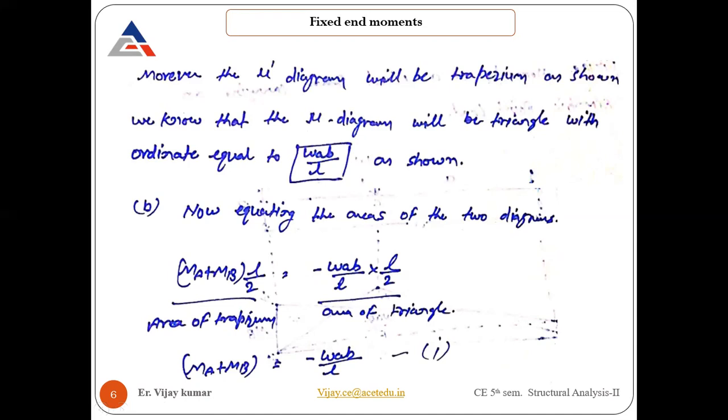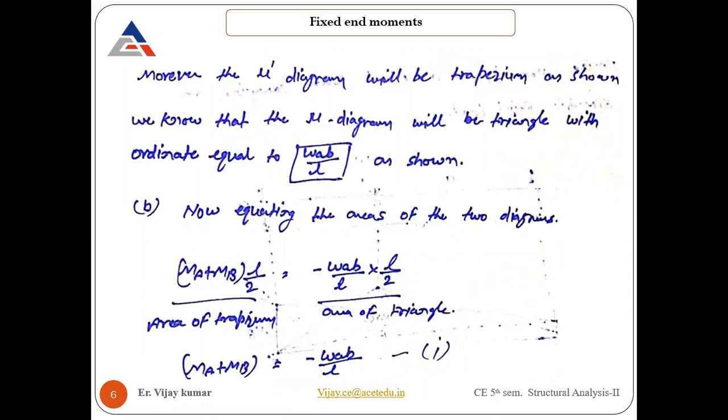The Mu dash diagram is the moment diagram, the end moments which we showed in the simply supported beam. Their diagram looks like a trapezium, and the Mu diagram, which is the simply supported diagram in case of a point load acting eccentrically, will be a triangle, and its ordinate, which is the maximum value, is WAB by L, as we have seen in the last diagram. Similarly, we need to equate all the areas, meaning their summation should be equal to 0 to maintain the equilibrium conditions over there.